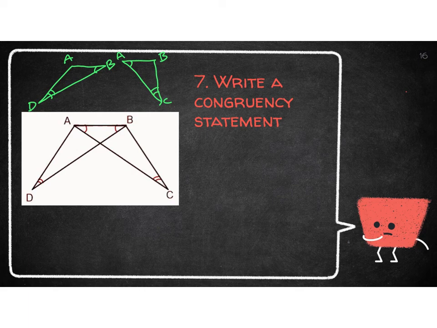Okay, so right away I can see that they tell us that angle C and angle D are congruent, and angle B and angle A are congruent. As I look back to the original picture, I can see that AB is the same line in both. So that tells me that AB is congruent to BA. So in this case, I have the congruency statement by angle, angle, side.